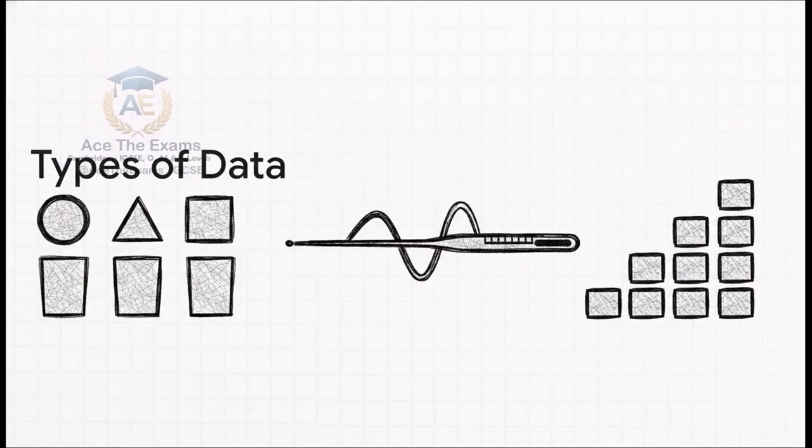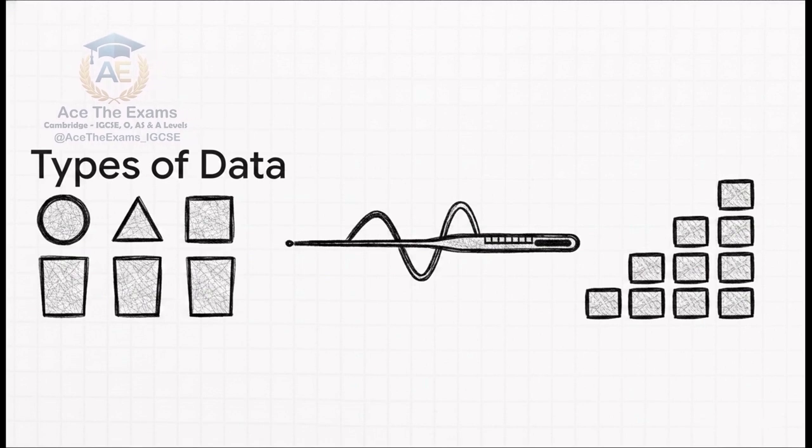First up, categorical data. This is sorted by names or types, things that can't be mathematically ordered, like different types of materials. Then we have continuous data. This can take absolutely any numerical value within a certain range, like a temperature reading of 24.5 degrees. And finally, discrete data. This can only take specific certain values.